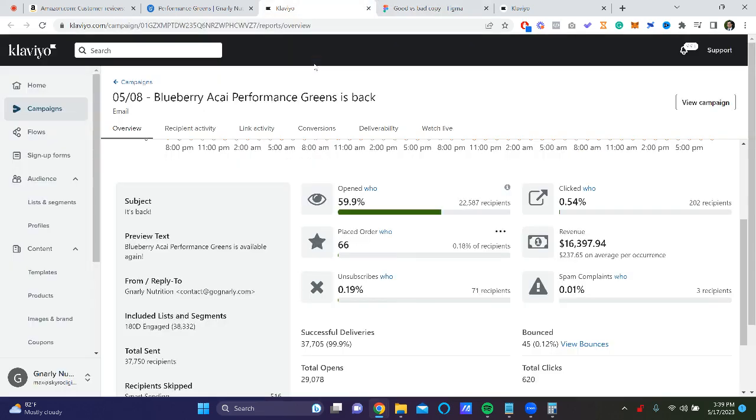Right? And we can actually take a look at the stats here. This one generated 16,000 in a few days, and overall performed very well.